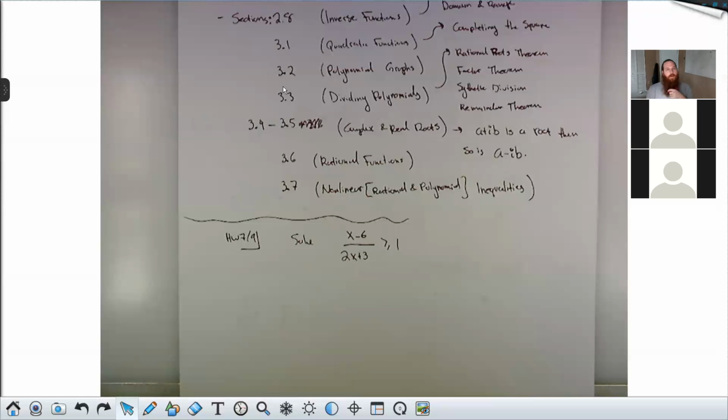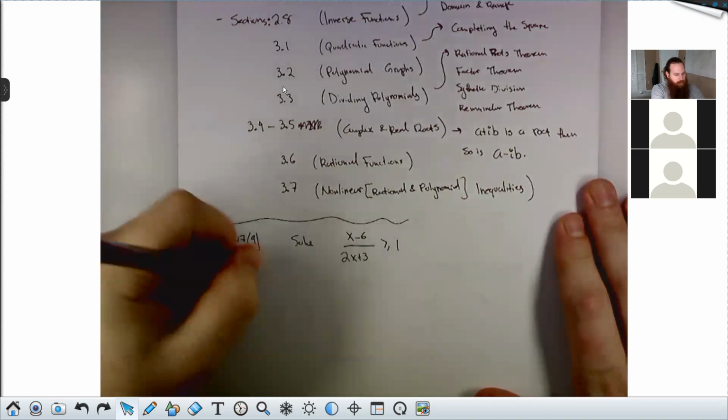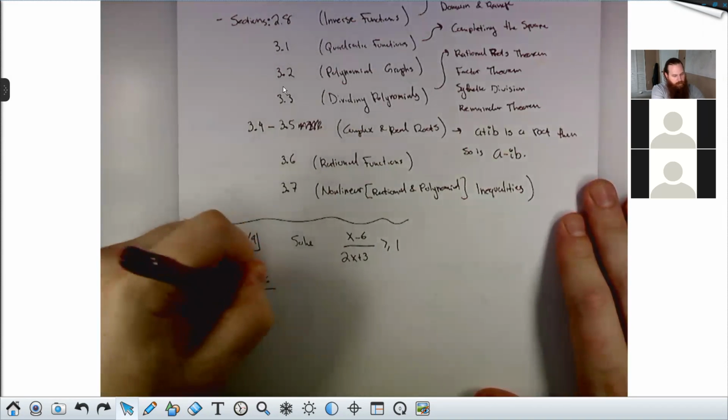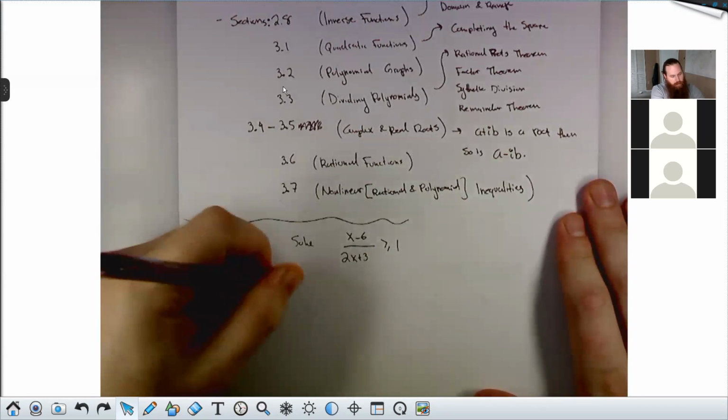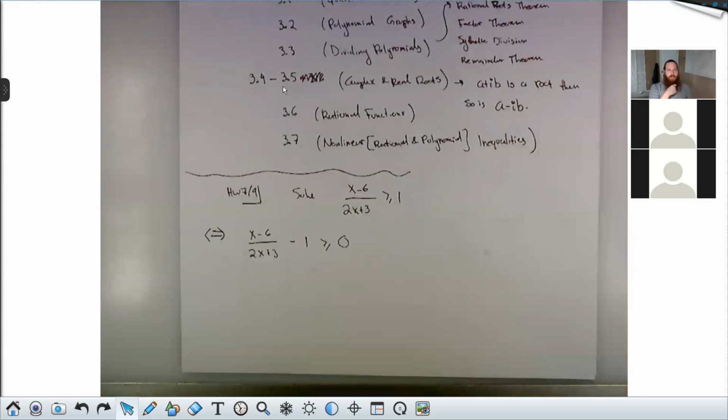All right. Who can help me with this inequality? You remember the procedure for solving these? Yeah, we got to start by pulling everything over to one side. So my first step is to rewrite this as x minus 6 over 2x plus 3 minus 1 is greater than or equal to 0. So we pull everything to one side, so it's 0 on the other side. And then what should we do for our next step?